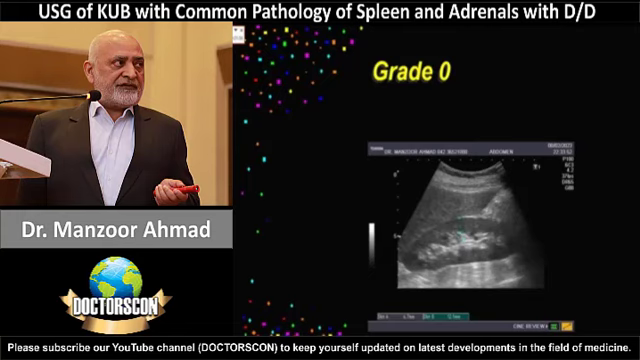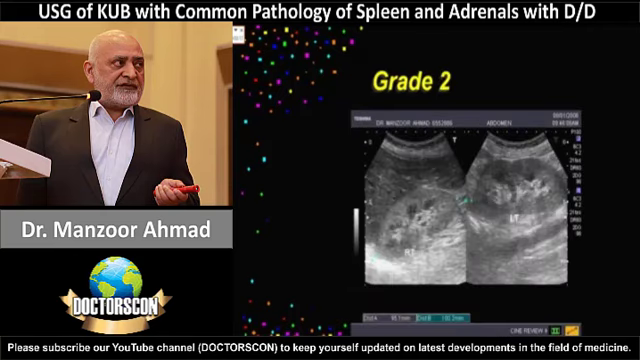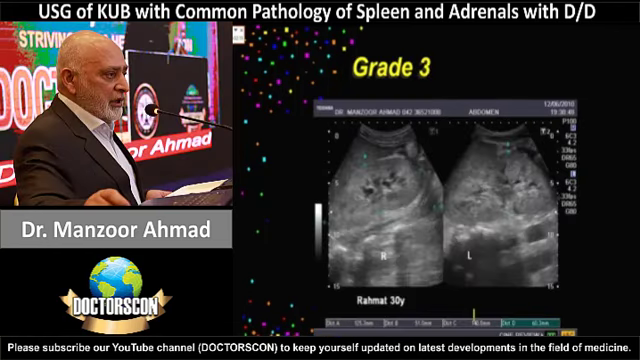Grade 1 is when it is isoechoic to the liver or spleen, and when it is more echogenic than the adjacent liver tissue, that is grade 2. And when it is brighter and there is loss of corticomedullary differentiation, or it is isoechoic to the renal sinus, the central part, that is grade 3 cortical echogenicity.